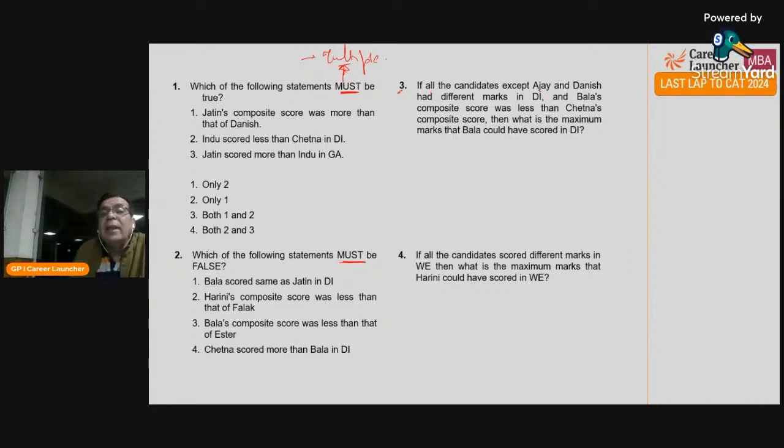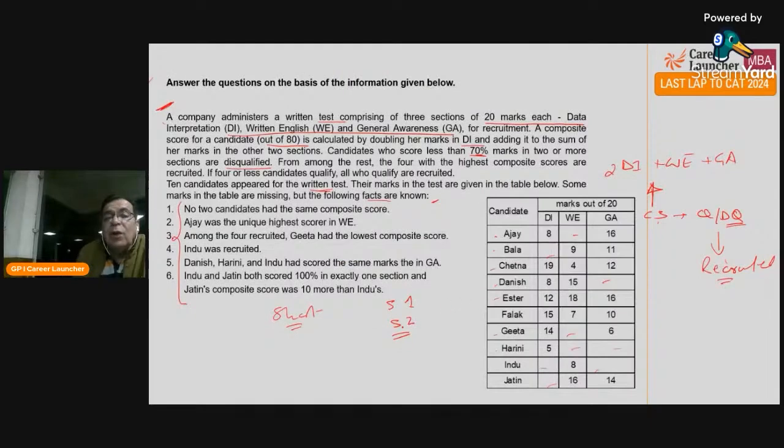If all candidates except A and D had different marks in DI, that means we'll have to create a case where everyone had different marks in DI except A and D. And there's another condition. Similarly, question number 4, if all candidates scored different marks in written English. So what is this telling me? This is telling me multiple cases will be there. And while 70% of the table has been filled up, we'll not be able to fill up the table completely based on the data given. I'll have to look at all possible cases to solve some of the questions.